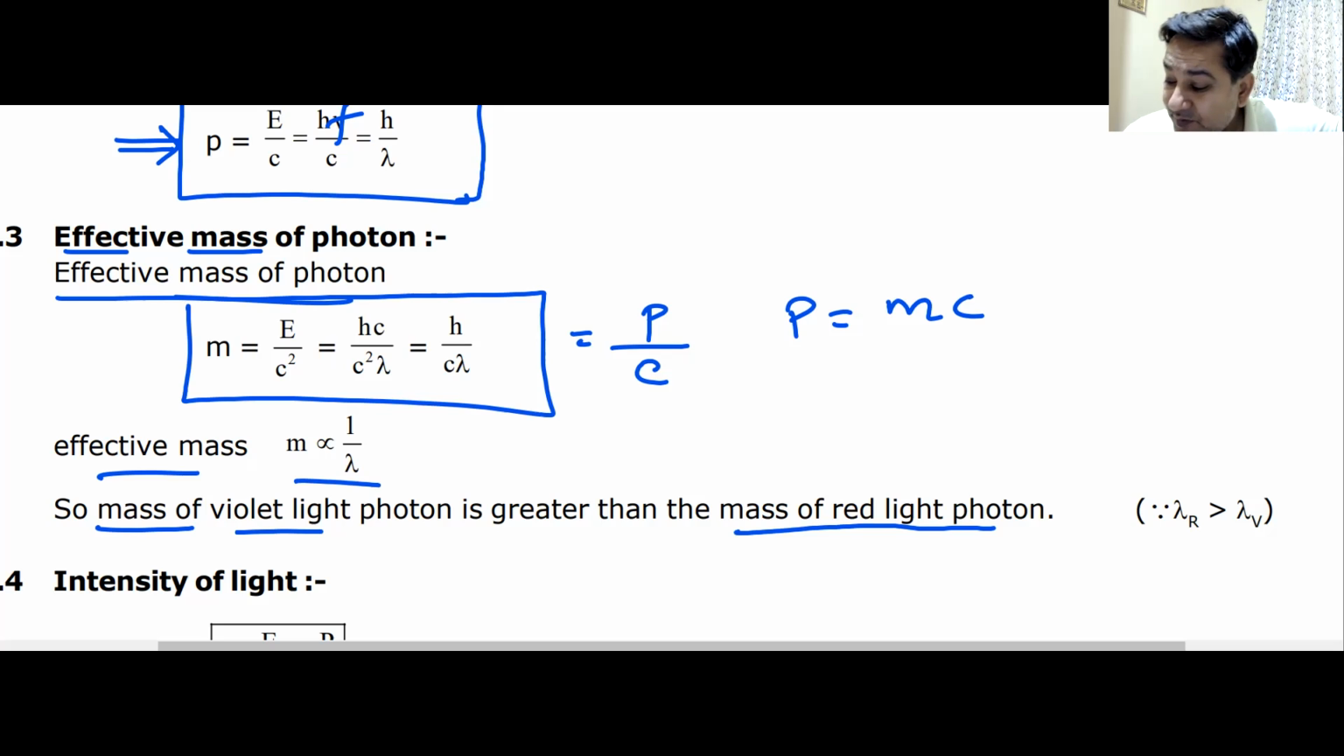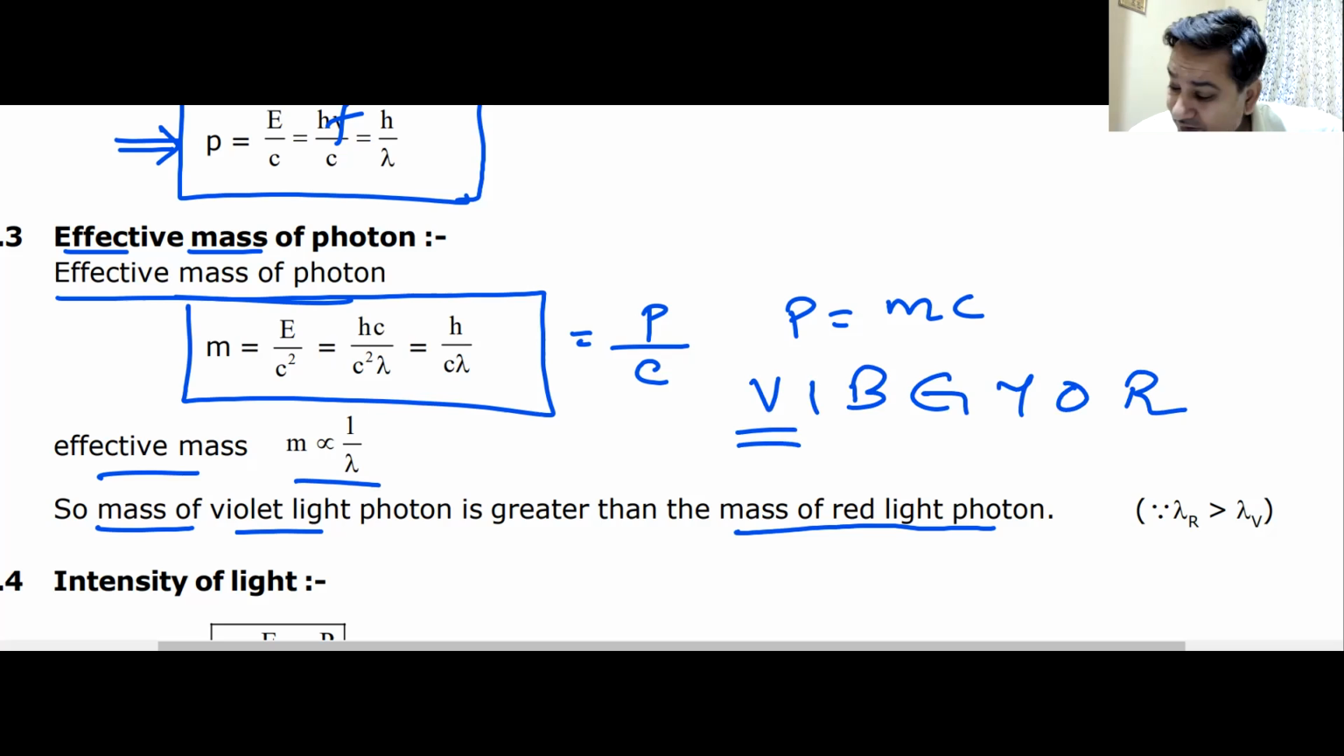Yes. Remember VIBGYOR. Don't forget VIBGYOR. You know VIBGYOR? Yes, sir. Rainbow colors. This is the smallest wavelength. This is the largest wavelength. Largest wavelength has got the smallest mass in terms of photon. Smallest wavelength has got the largest mass in terms of photon. Do we get this? Yes, sir.